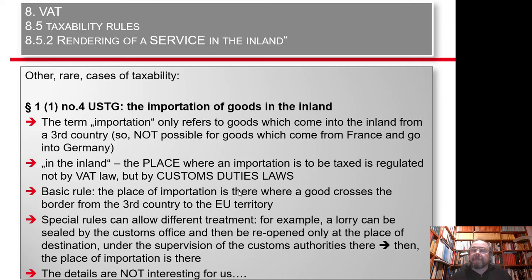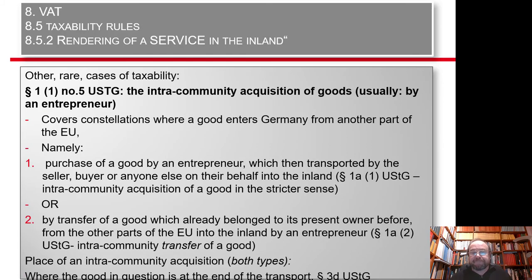By the way, one thing you must remember: the 11 number 4 rule is also applicable to private persons coming from a third country and carrying goods in their baggage or so into the inland. So that personally affects you when you land at the airport and come from a third territory. Then you have to go to the customs check.